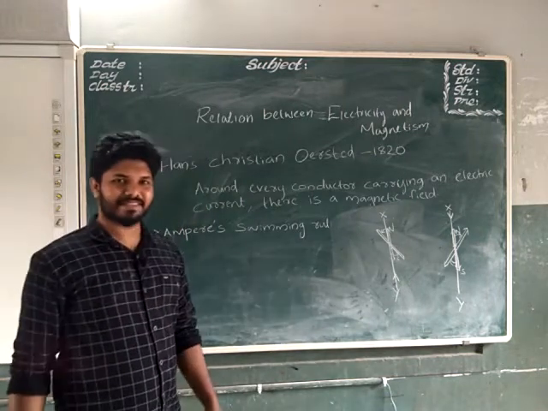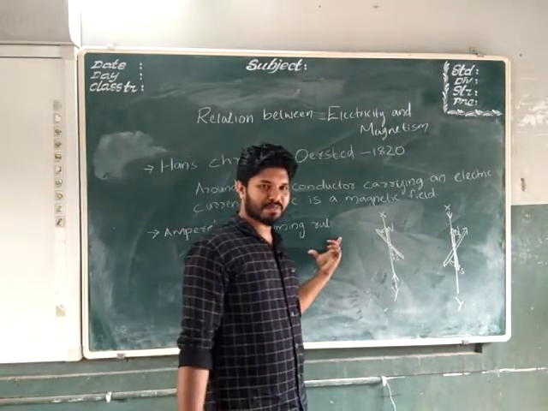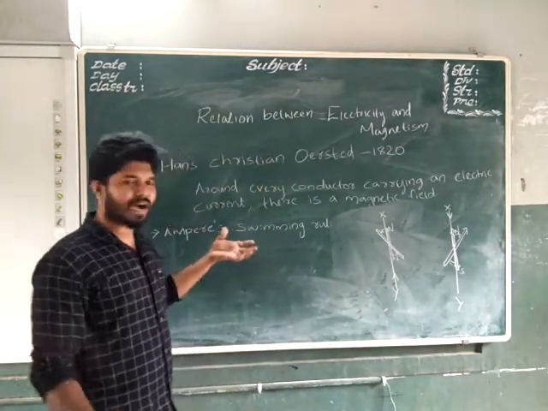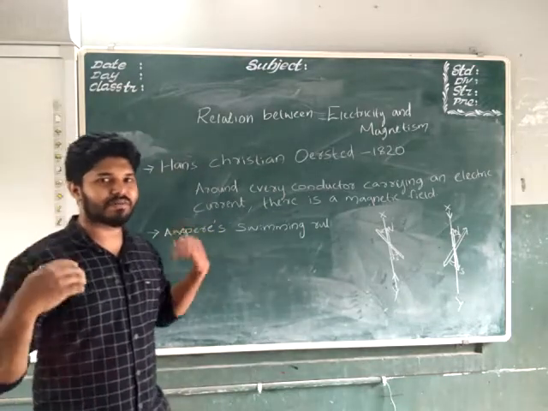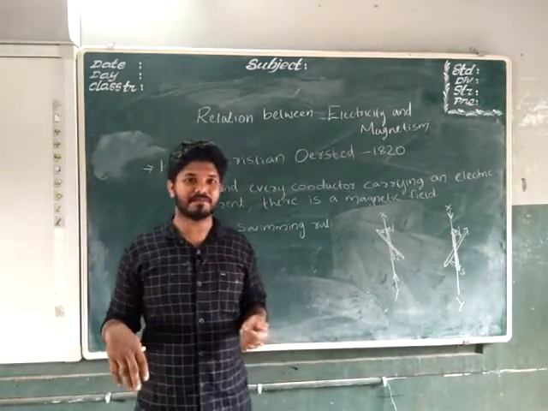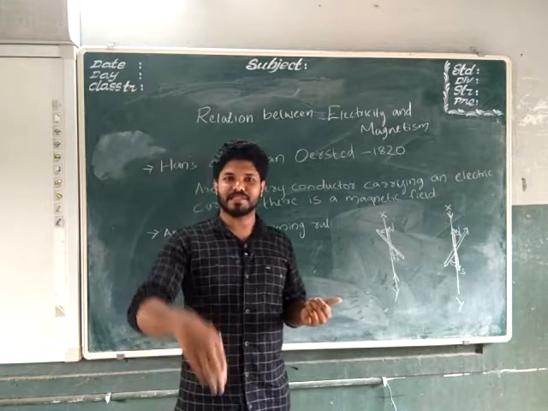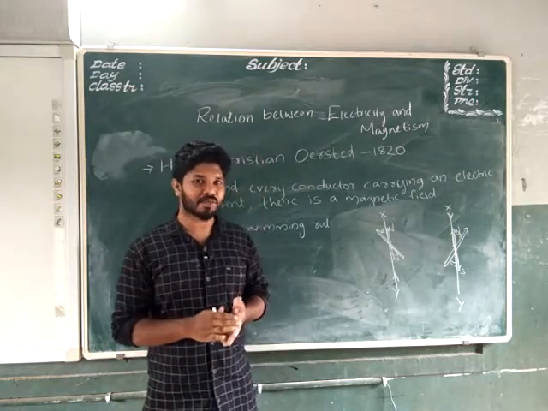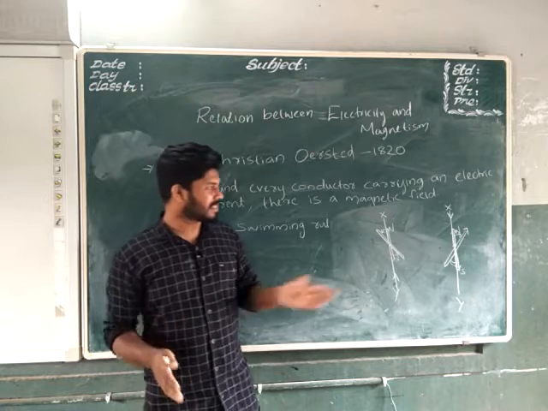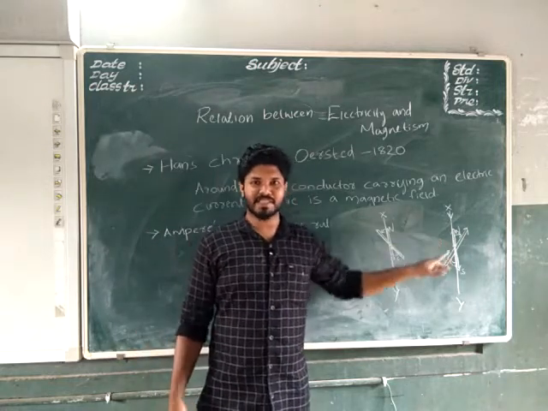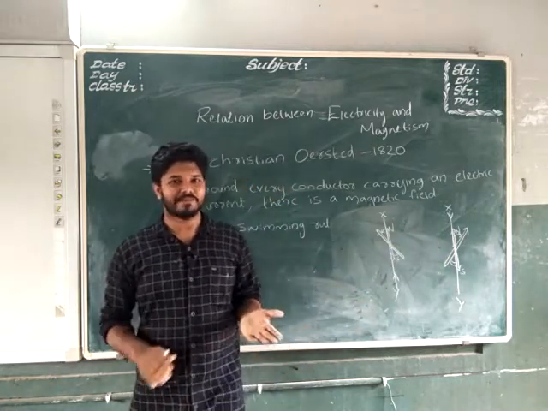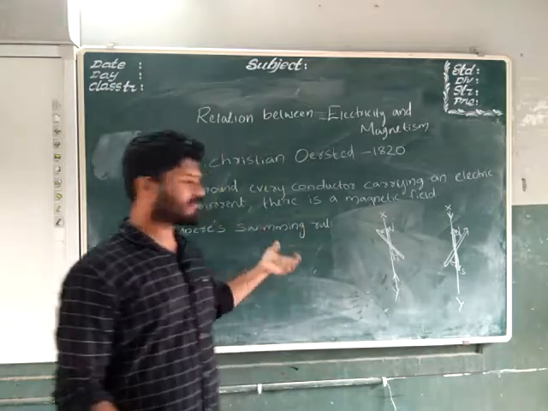So that was Ampere's swimming rule. Very simple. The observer just has to imagine himself as the electric current passing through a conductor. Then the north pole of the magnetic needle will be deflected towards his left hand. That is Ampere's swimming rule.